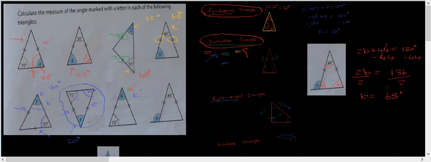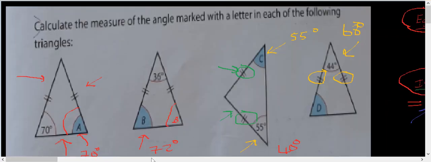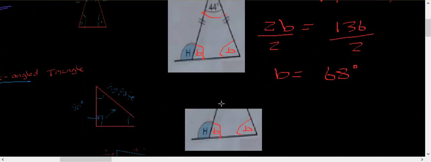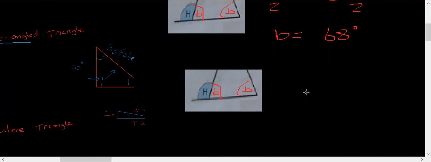68 degrees. Now, if we have a look here, maybe I'll just cut this out and make it bigger. Let's zoom in here. We've worked out that B is equal to 68 degrees. Let's just draw this. So you have a line like this, and this is just this section here of the triangle. We've worked out that B is 68 degrees, and we're trying to figure out what H is.